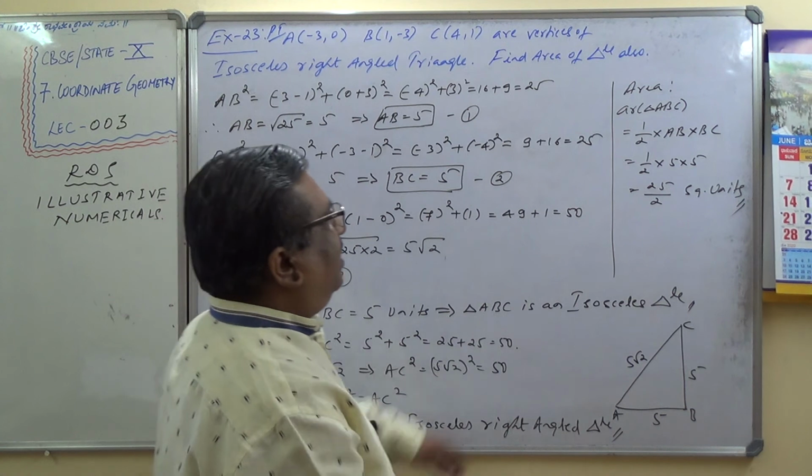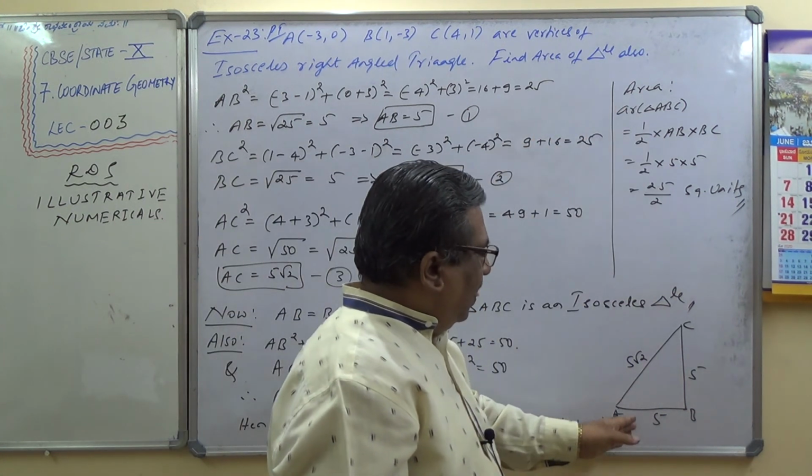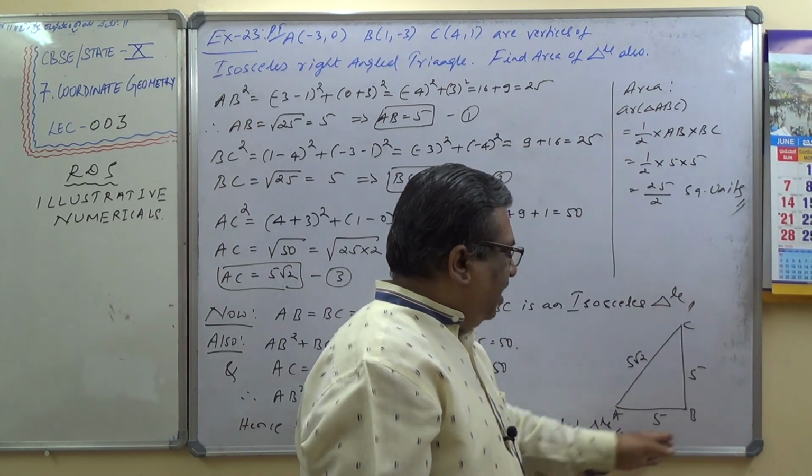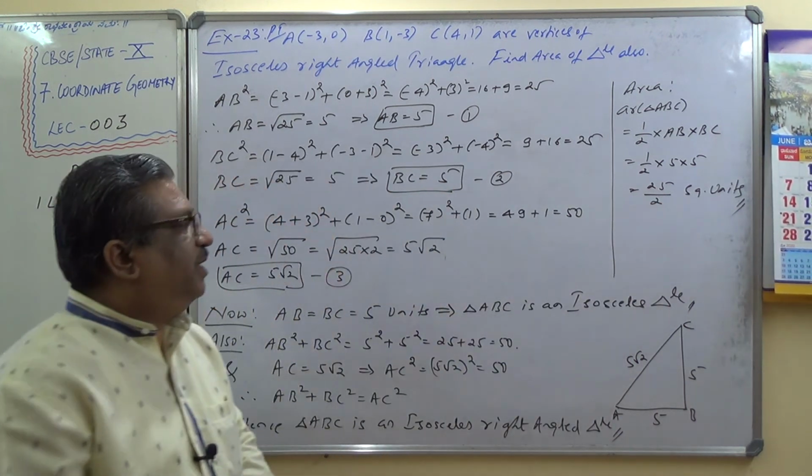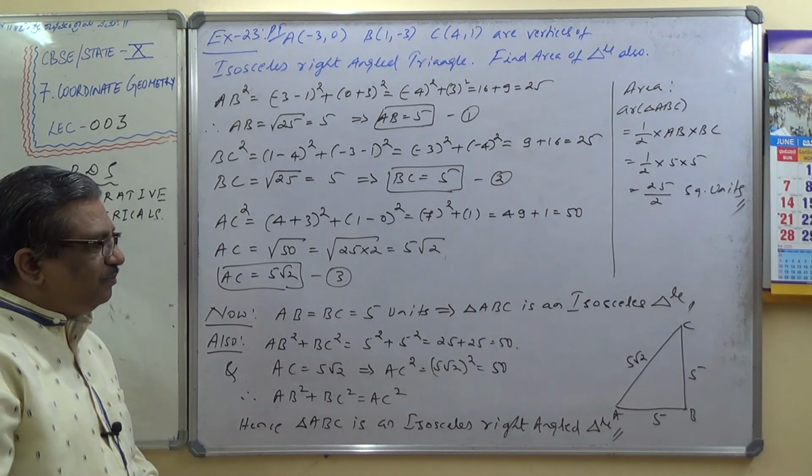How to find out the area? Area of the triangle ABC is equal to half into base into height, AB into BC. You will get 25 by 2 square units. Okay. So dear students, note it down.